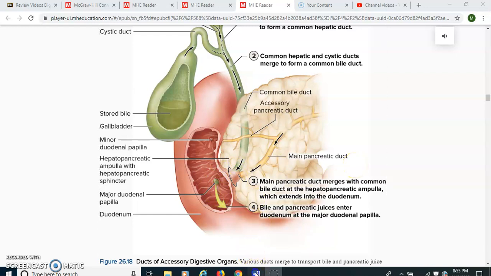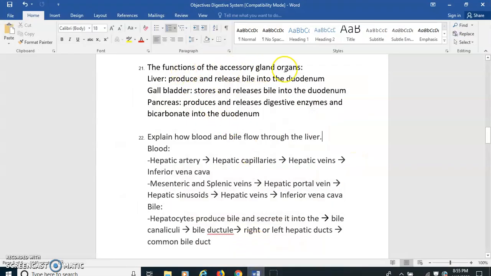So those are the general functions of the accessory gland organs. So liver produces and releases bile into the duodenum, gallbladder stores and releases it into the duodenum, and the pancreas produces and releases digestive enzymes and bicarbonate, again, into the duodenum. So it's all going in through the duodenum.